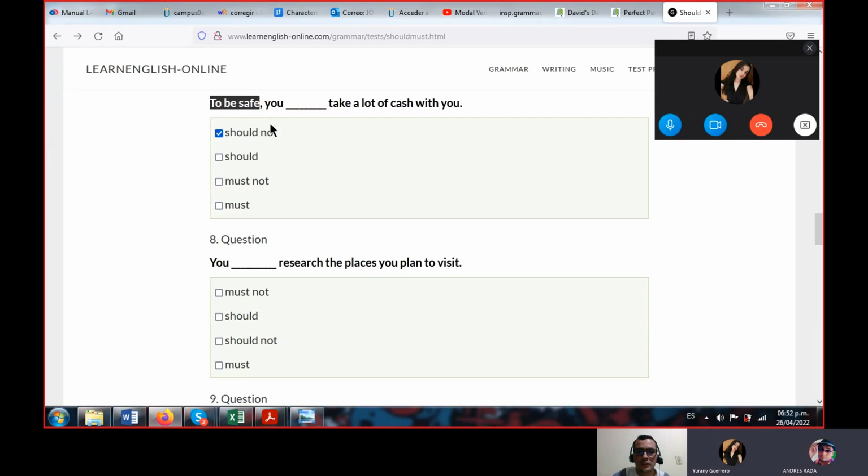Shouldn't. Should not or shouldn't. La L no la pronunciamos. Para estar seguro, tú no deberías traer mucho dinero contigo. No deberías traer. Perfecto.